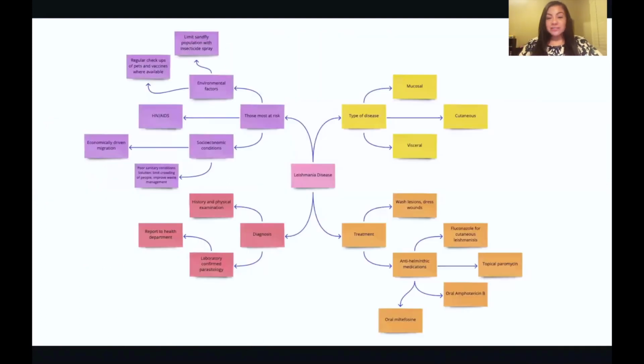So this is a concept map that kind of brings everything together, or at least I hope it does. Leishmaniasis disease, these are everybody who's at risk or most at risk and ways to kind of control that. Diagnosis, which is established with history and physical, the laboratory confirmation and reporting to your local health department, the 3 different types of disease, and then the treatment, the antihelminthic medications.